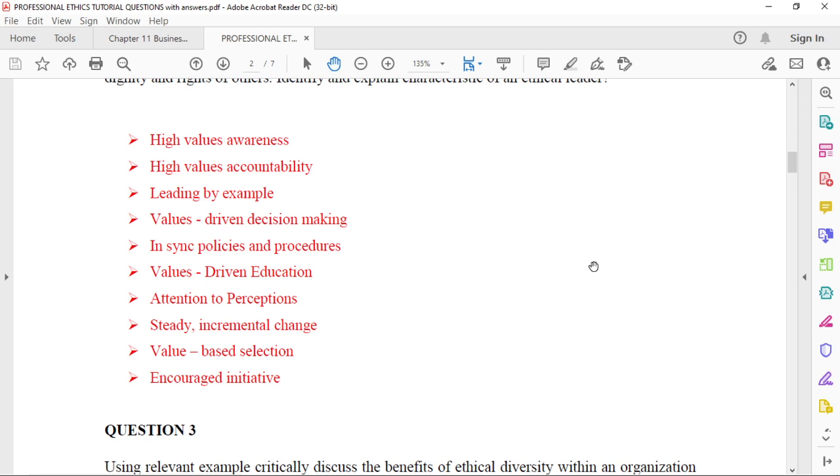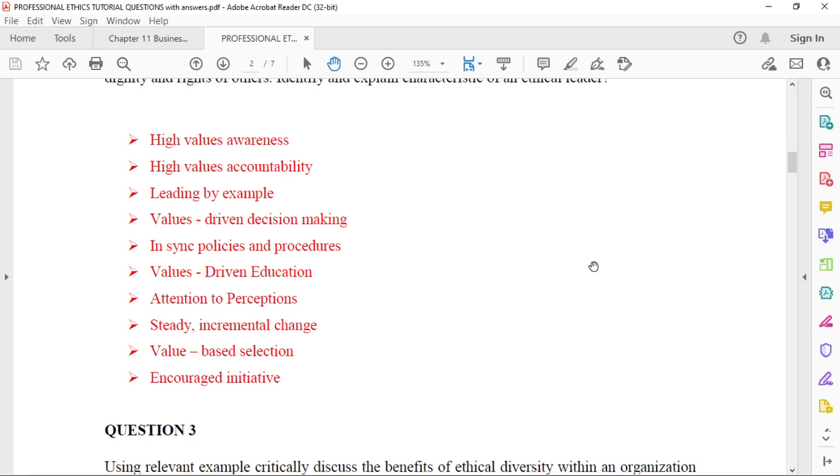Value-based selection. You're just saying that when you're doing your selection, when you're hiring your employees, when you're promoting them, it should be based on the values. For example, if you say that your company is an ethical company, and in your organizational culture or the values of your company you're talking of honesty, accountability, respect and so on, you should make sure that you hire someone who is honest, someone who has respect or integrity and all that.